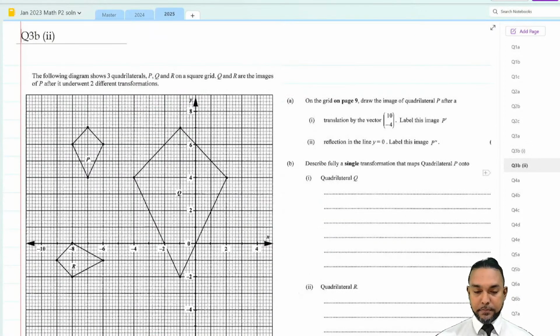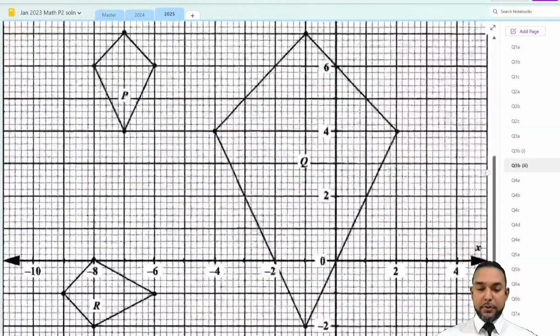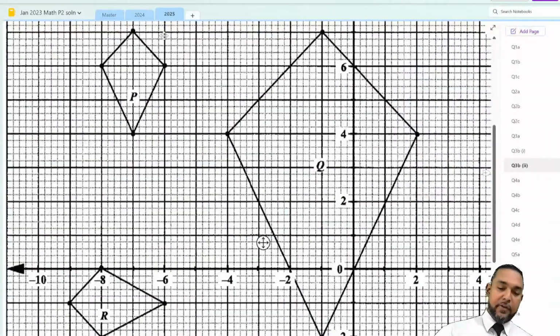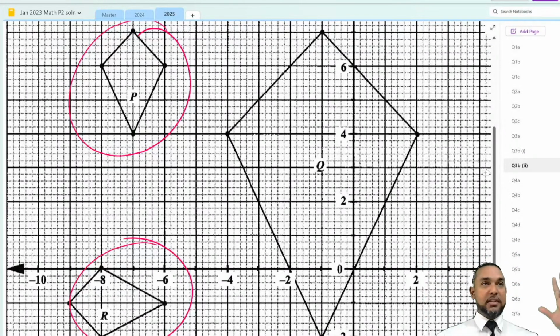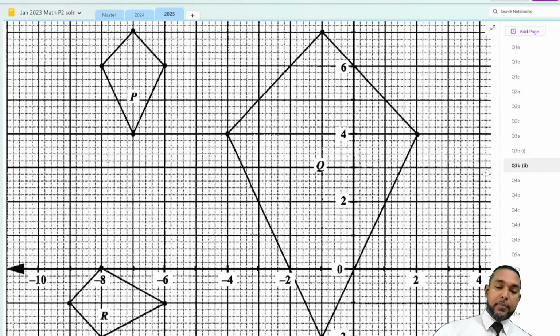3B part 2. We have to go from P to R. If you look at this shape and this shape, do they seem in the same orientation? Like both of them stand in the same way, or one kind of lying down? One kind of lying down, right? So you have a rotation. Now you could rotate that way or the other way, right? Right. So let's start.